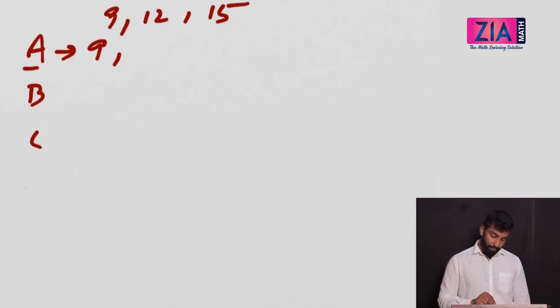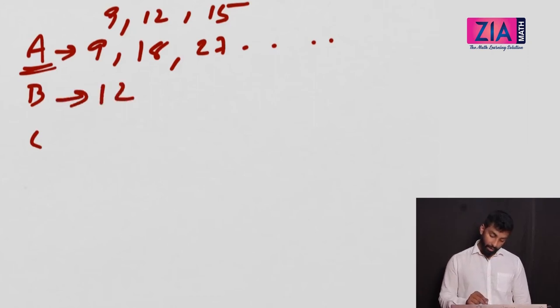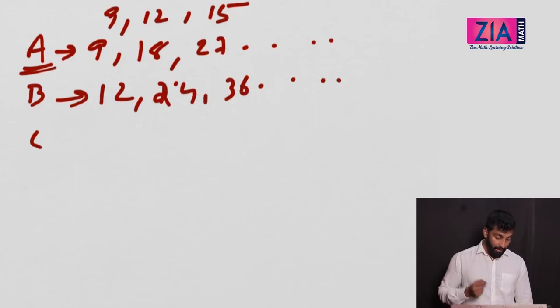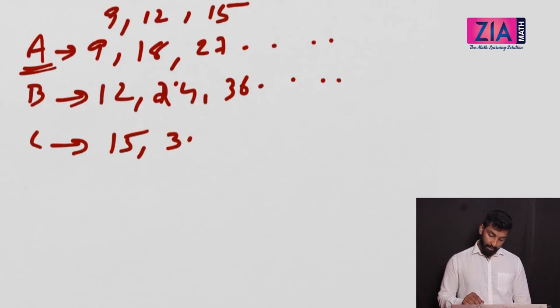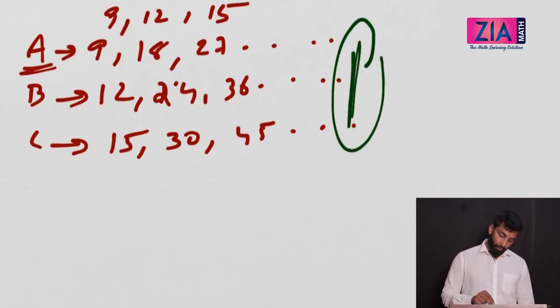ninth minute, the first bell will ring or toll, right? So 9, 18, 27, like that it will go. That means every ninth minute. The second bell will ring or toll in the 12th minute. That means 24, 36, etc. And the next bell, the third bell, in every 15th minute, right? 15, 30, 45, etc. So what you are looking for is basically a number here which is a multiple of all the three.